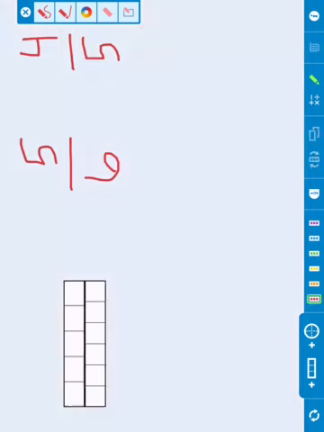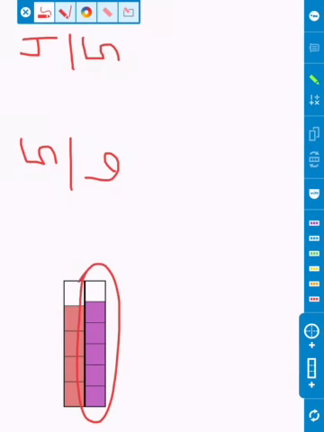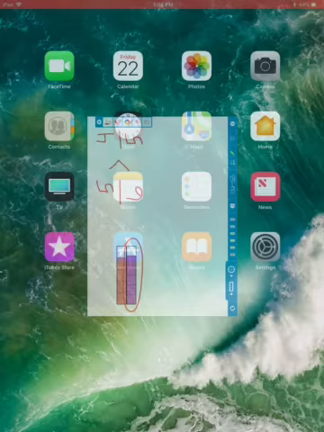Okay, I'm going to color in 4/5. I'm going to color in 5/6. And I see they're close to being equivalent, but when I look at my picture, I can see that 5/6 is just a little bit bigger. Okay, so this is one way to compare fractions. Now, I'm going to show you another way if you don't have fraction pieces to represent with.